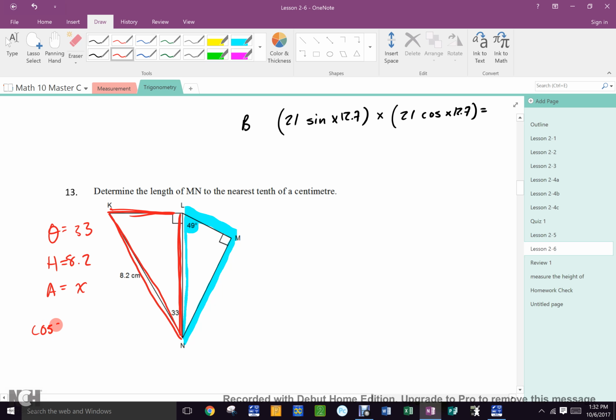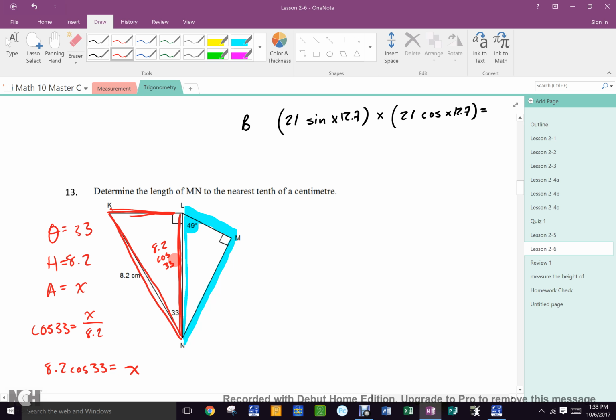Right. Cos 33 equals x over 8.2, correct? What do I do? Cos 33 will give me x, right? Does everyone agree? Now, let's just practice what I just talked about. I know this side is x, yes? But I also know it's 8.2 times cos 33, don't I?